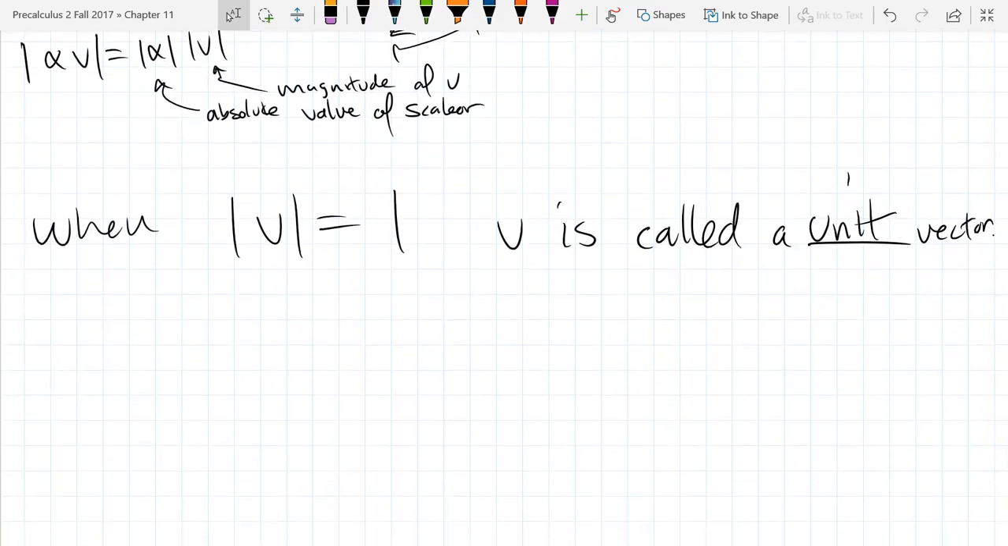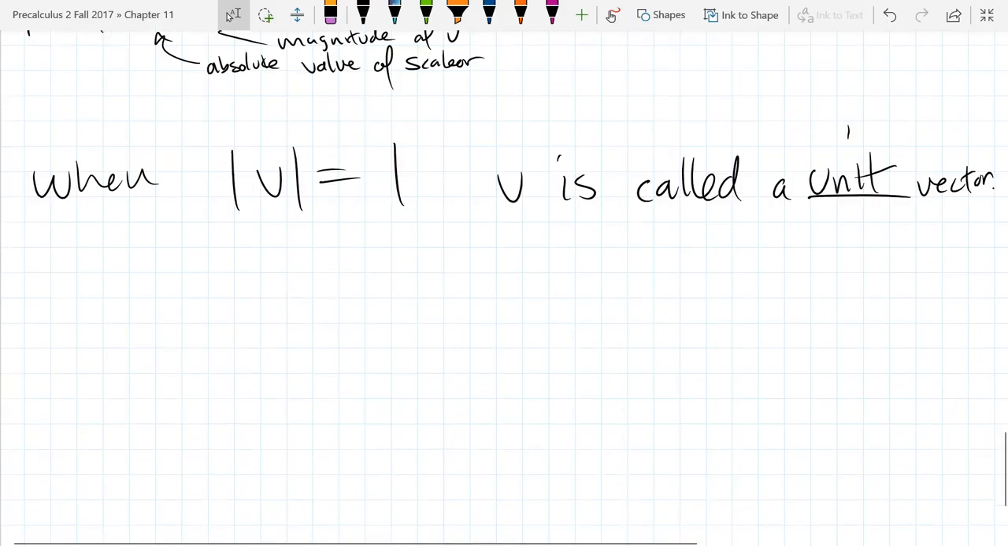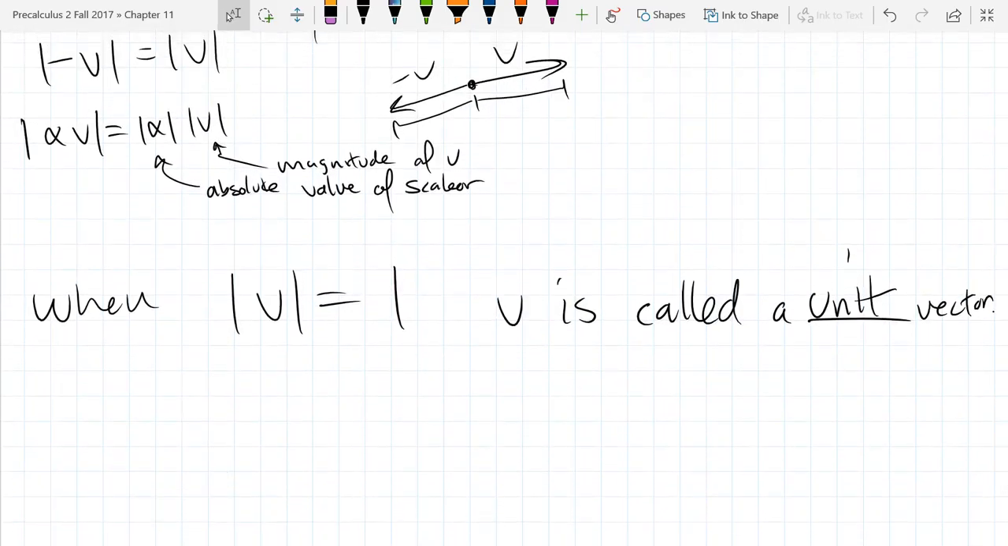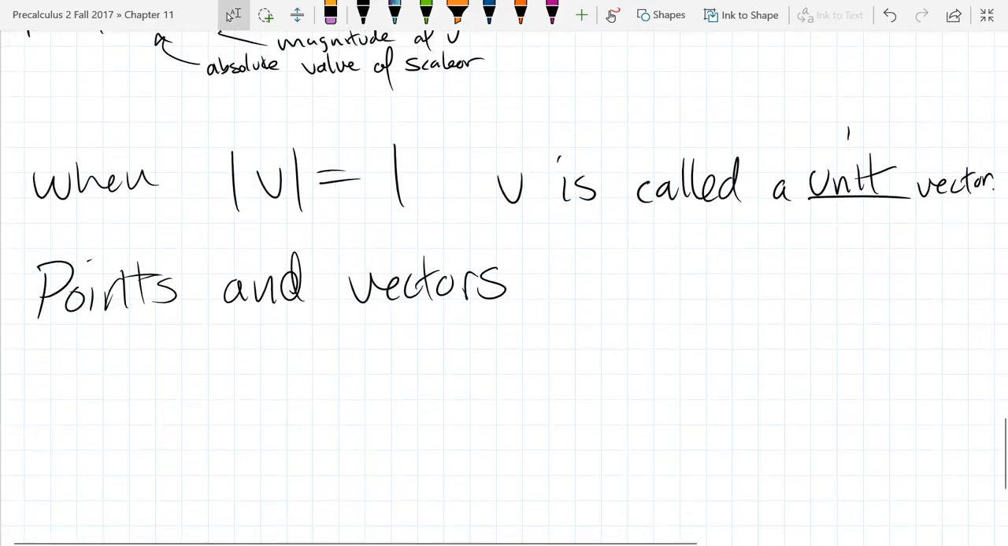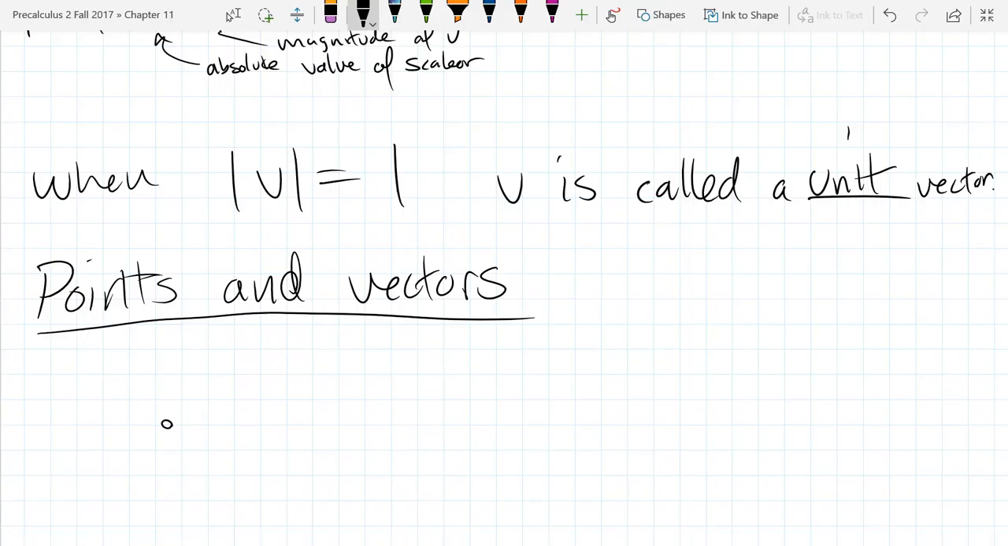All right, unit vector. So now we're going to look at how do points and vectors relate. The best way to think about points are dots. There's two points, and a vector is a way to go between two points. So I'm going to call this point AB, and the other point will be CD, and I want to know the vector V that goes from AB to CD.